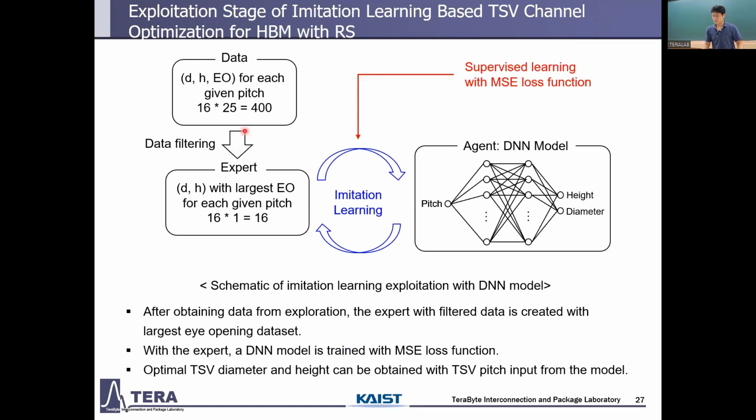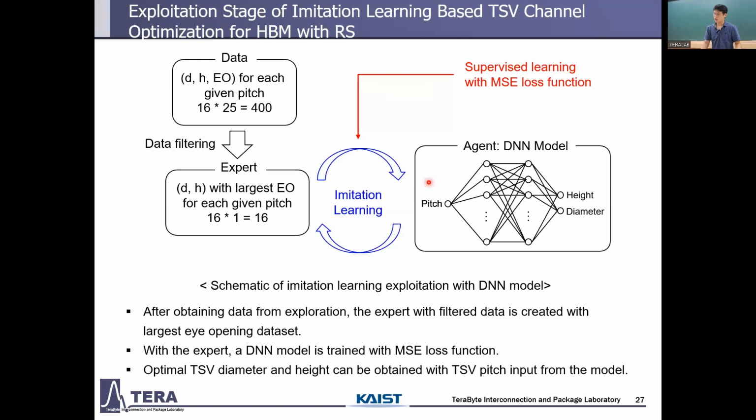As data, I have 16 fixed pitches, and I random search 25 diameter and height sets. So I had a total of 400 data. And as I said before, I am choosing the diameter and height set with the largest eye opening for each given pitch, which is 16, because I'm choosing the largest among these 25. And with just these 16 data, I am putting them in as a training set for an agent in the DNN model.